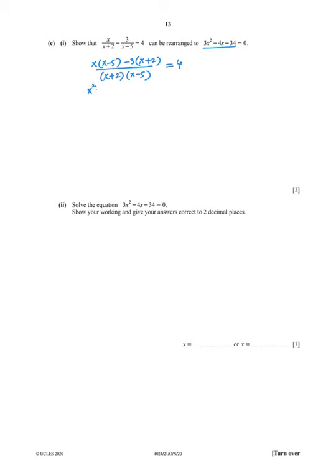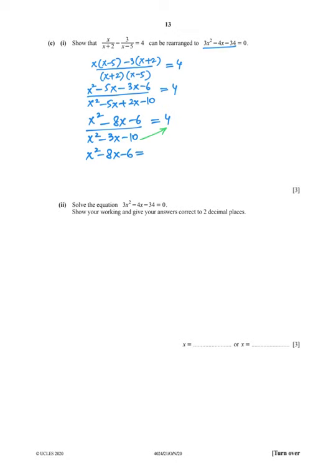So it will be x square minus 5x minus 3x minus 6 divided by x square minus 5x plus 2x minus 10 equals 4. In the numerator, it will be x square minus 8x minus 6. In the denominator, it's x square minus 3x minus 10 equals 4. x square minus 8x minus 6 equals, when I shift the denominator to the right side, it will be multiplied with 4. So it's 4x square minus 12x minus 40, right?